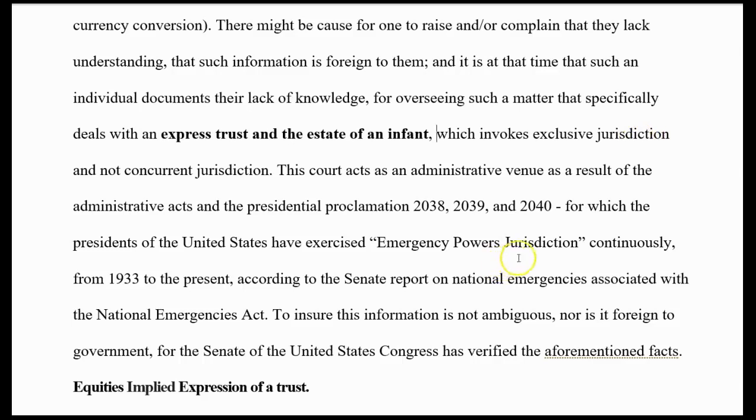The court acts as an administrative venue as a result of the administrative acts and the Presidential Proclamation 2038, 2039, and 2040. Those are the emergency acts, okay, for which the Presidents of the United States have exercised emergency powers jurisdiction continuously from 1933 to present, according to the Senate Report on National Emergencies associated with the National Emergencies Act. To ensure this information was not ambiguous, nor foreign to the government, the Senate of the United States has verified the aforementioned facts.